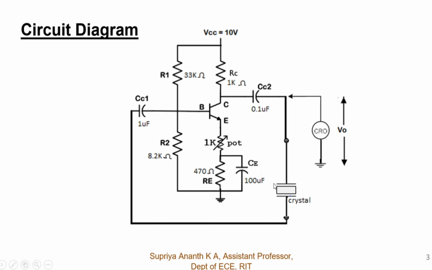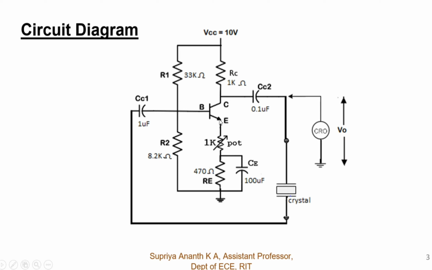Here you can observe we have made use of a BJT, which is SL100. From the base, we are going to connect two resistors, R1 and R2, of 3.3 kilo ohm and 8.2 kilo ohm. Across the collector, we are going to connect the output. For the output, we need to connect a capacitor of 0.1 microfarad. Here we are going to provide the VCC of 10 volts, and the collector resistance is 1 kilo ohm.